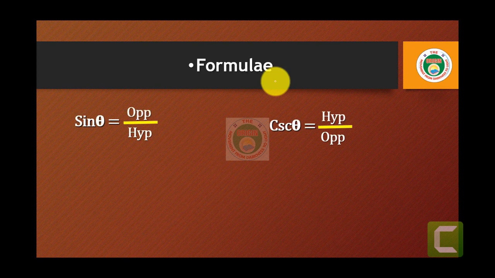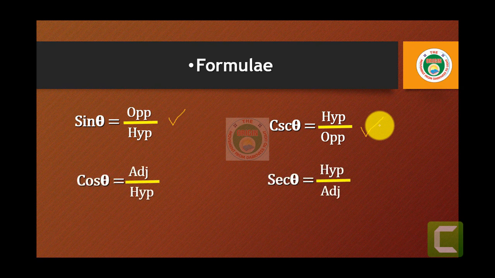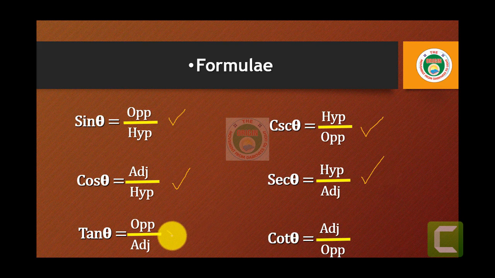First one, sin theta equal to opposite by hypotenuse and cosecant theta equal to hypotenuse by opposite, cos theta equal to adjacent by hypotenuse, secant theta equal to hypotenuse by adjacent, tan theta equal to opposite by adjacent and cot theta equal to adjacent by opposite.